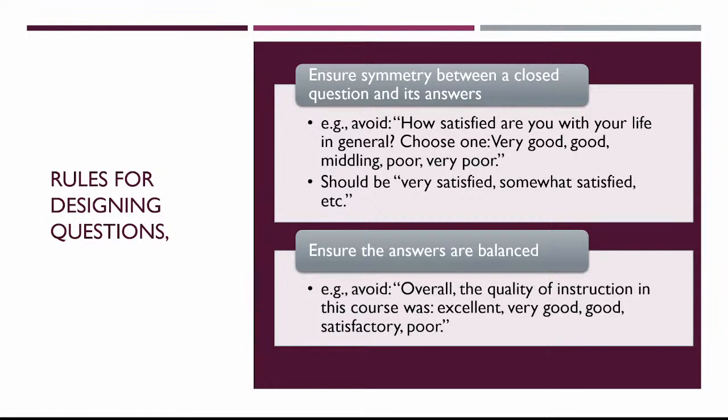Yeah, you want to make sure there's symmetry between a closed answer question and its answers, right? So you want to make sure that your response set fits. I know this sounds stupid and obvious, but people screw this up all the time. Like, how satisfied are you with your life? Very good, good, middling, poor, very poor. Obviously that doesn't make sense, right? It's a dumb example, but it works. It should be very satisfied, somewhat satisfied, etc.